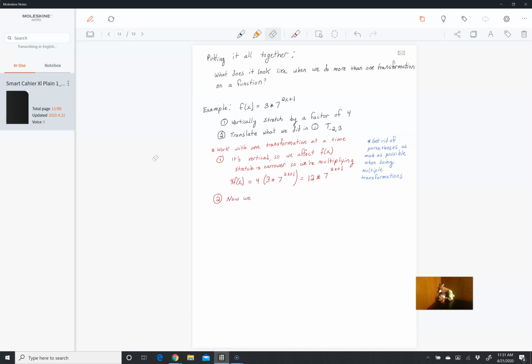So now we're going to translate 4f of x is equal to 12 times 7 to the 2x plus 1. So we're translating this function. And notice we have a new function notation as 4f of x. It's not just f of x. We're translating this. Okay, so start with your t. Negative 2 comma 3. What does this mean?